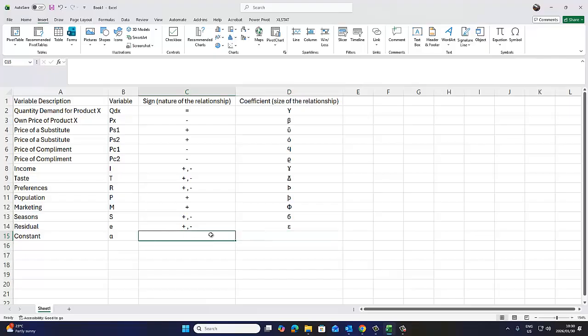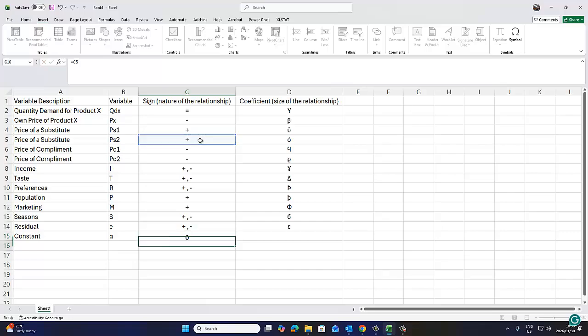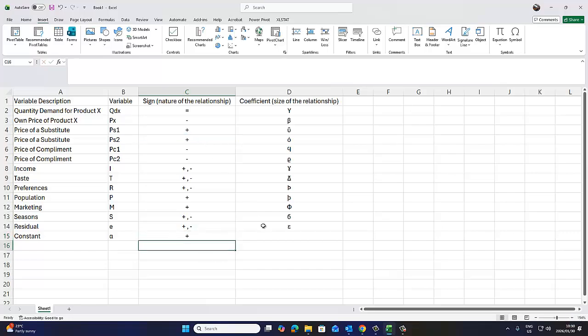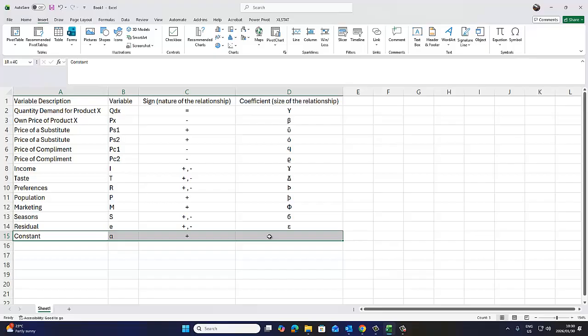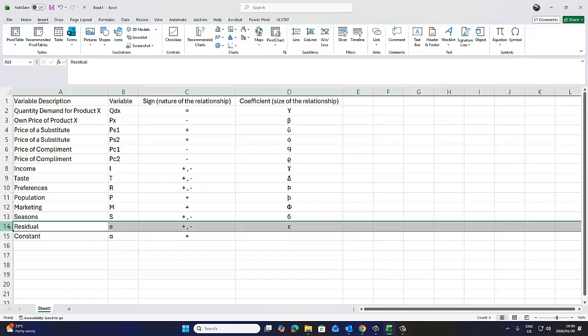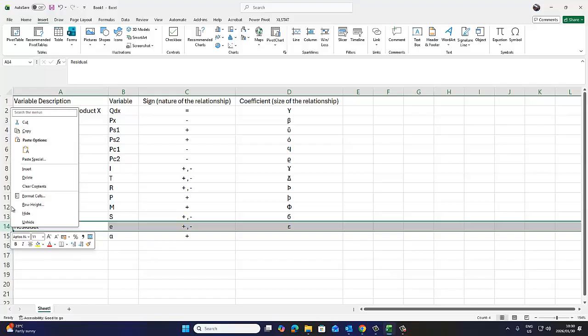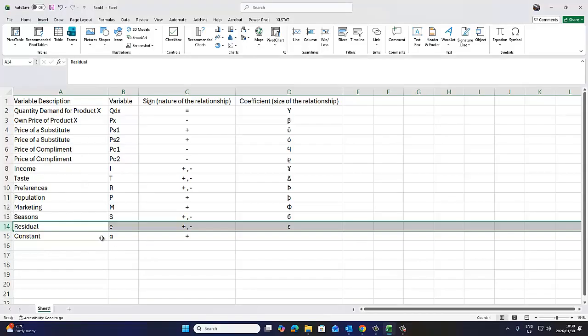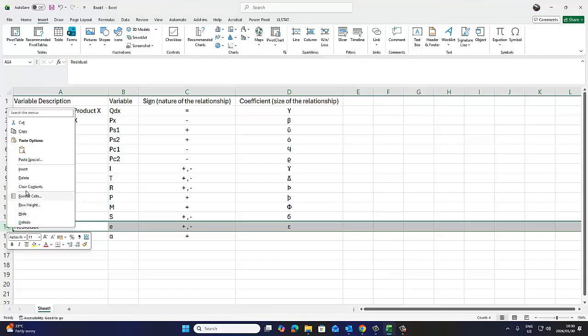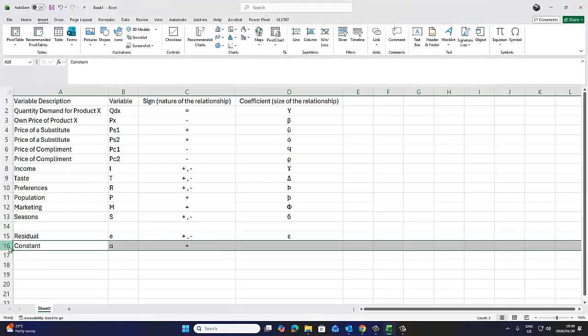Okay, the constant normally we would assume is positive. You're not going to have a negative demand for something, meaning you'll actually give it away. You can't give it away if you don't have it. Anyway, the constant is not a variable per se, but we normally include it. In fact, I must actually include it in front of the residual. So let me just do that.